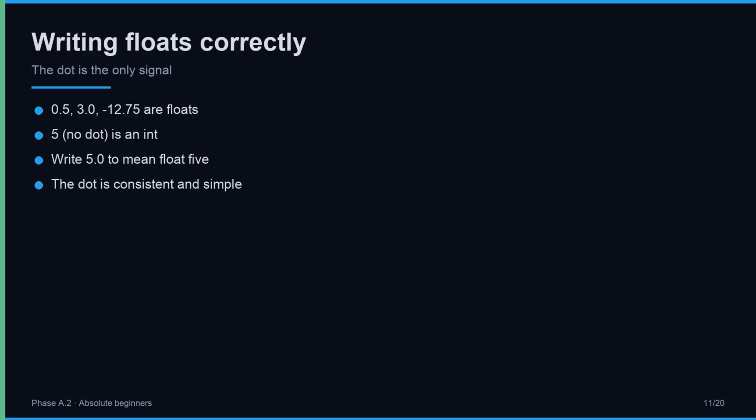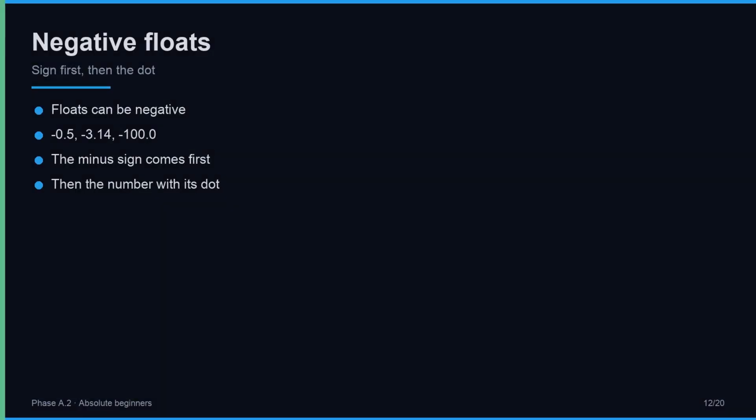It sounds fussy, but it is consistent. The dot is the one and only signal Python uses to decide. Get comfortable writing the dot and you will rarely be surprised by a value's type. The only signal. Floats can be negative just like integers.